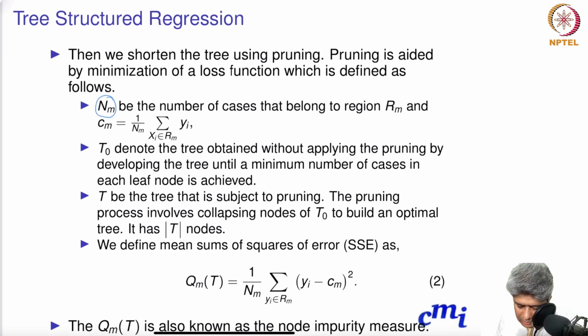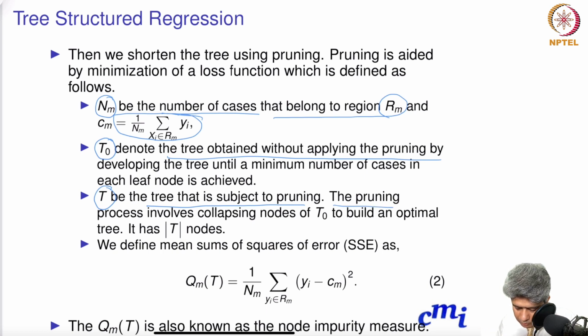So nm is the number of cases that belong to region Rm, and Cm is the average of the responses in that region. Suppose T0 denotes the tree obtained without applying any pruning. Without applying any pruning, it just allows you to grow the tree as much as possible with a small bin, and that's perfectly fine. And then T is the tree that's subject to pruning. Then you do some pruning, because now I need to reduce the number of branches.